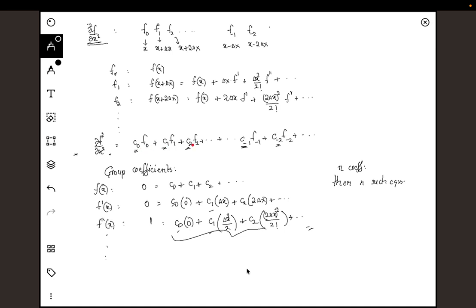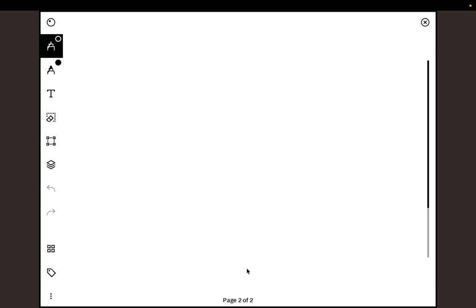So you can either write it in this way or another way. For example, if you take a simple problem that is discussed in the lecture, if I want to approximate del square f by del x square in terms of c0 into f0, c1 into f1 plus c minus 1 into f minus 1. Let's say I want to solve this particular problem. So I have three coefficients, for which I'll require three equations.